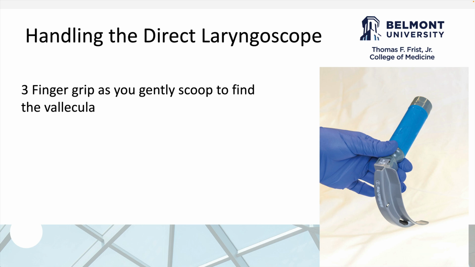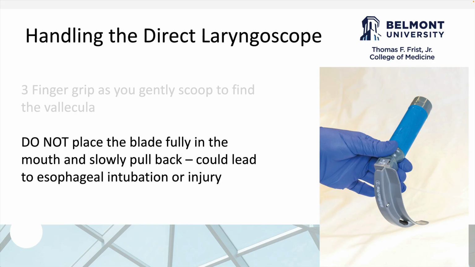Optimal handling of the laryngoscope during progressive visualization is to hold with the thumb, index, and long fingers. This gives you the best tactile sensitivity as you advance the laryngoscope towards the glottis. Do not place the blade fully into the mouth and slowly pull back. This technique could lead to esophageal intubation or injury.